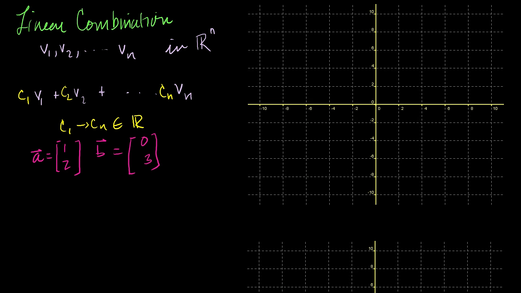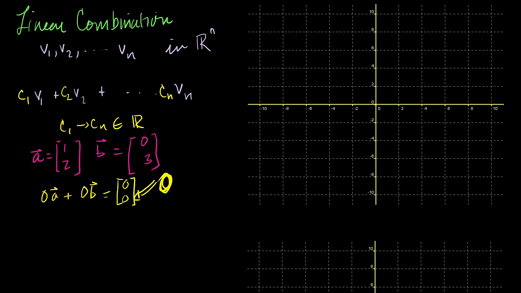Well, it could be any constant times A plus any constant times B. So it could be 0 times A plus 0 times B, which of course would be 0, 0. That would be the 0 vector. But this is a completely valid linear combination. And we can denote the 0 vector by just a big, bold 0 like that.